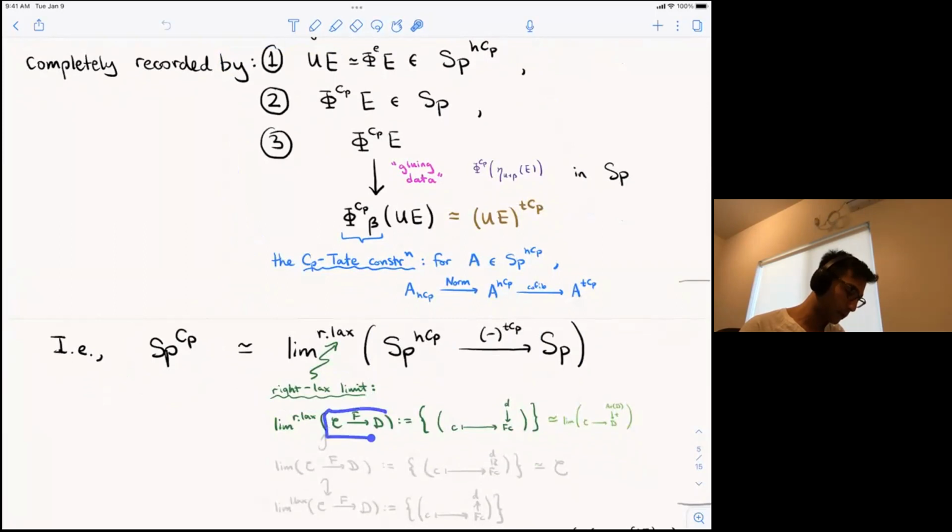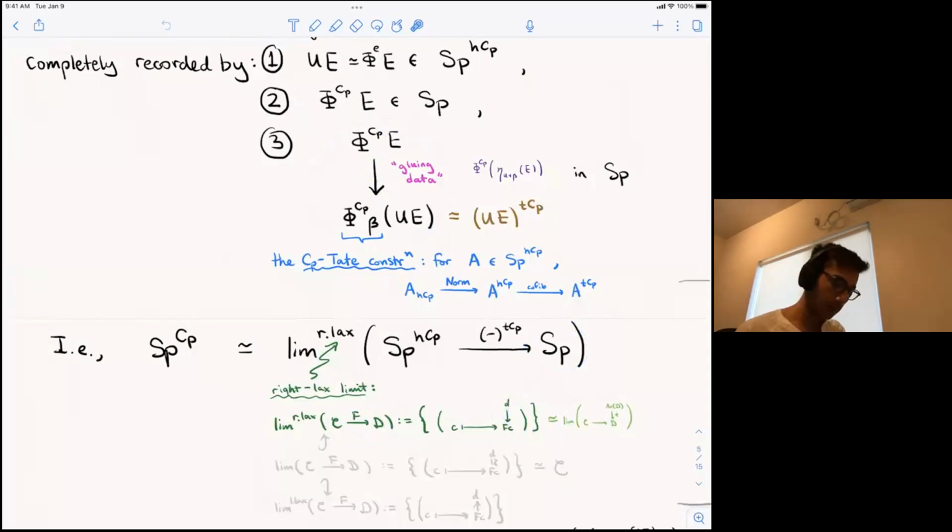So if I've got a functor, this is a diagram of categories, its right-lax limit is going to be an object of the first category and an object of the second category. And then I've got this functor so I can push this object forwards. And then I'm going to ask also for a morphism, such as this morphism right here. So this is a morphism in D. Up here, we had a morphism in spectra, which is that target.